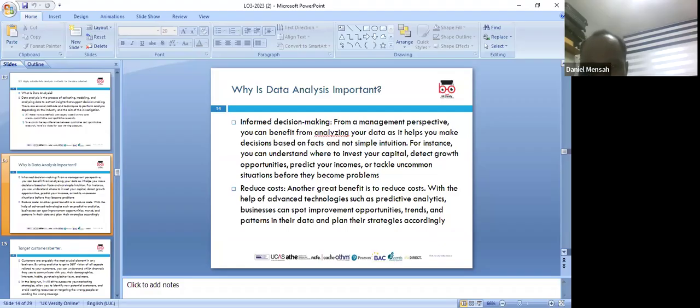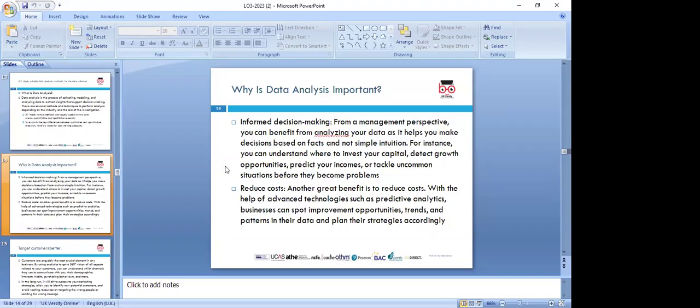Another great benefit is to reduce costs. With the help of advanced technologies, a business can spot improvement opportunities, trends and patterns in their data and plan their strategies accordingly.